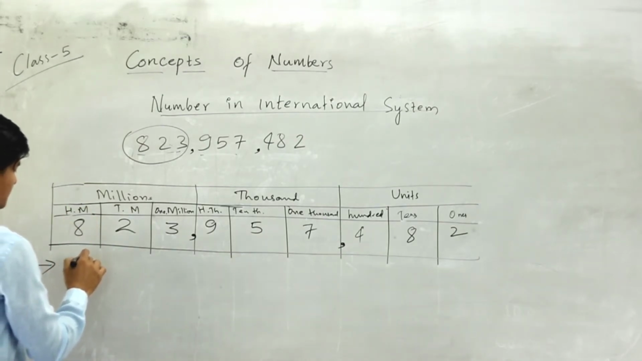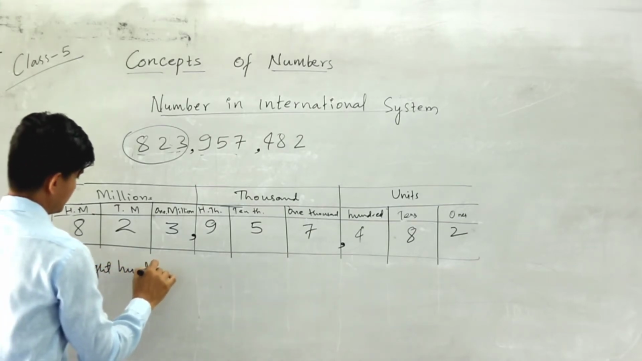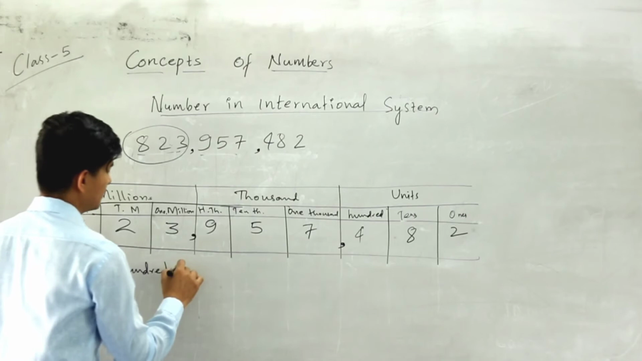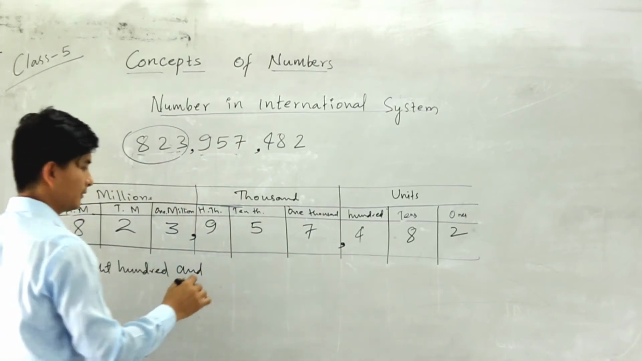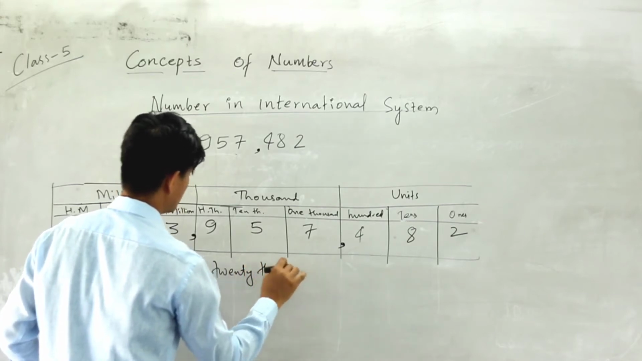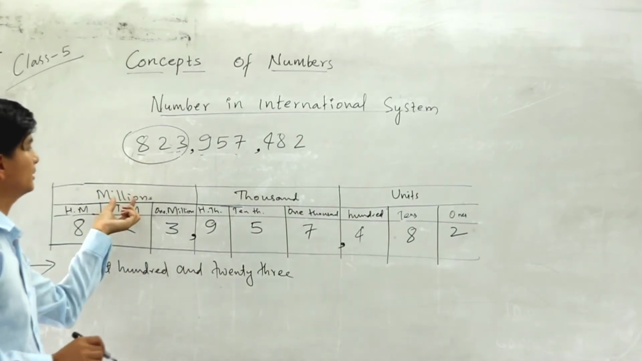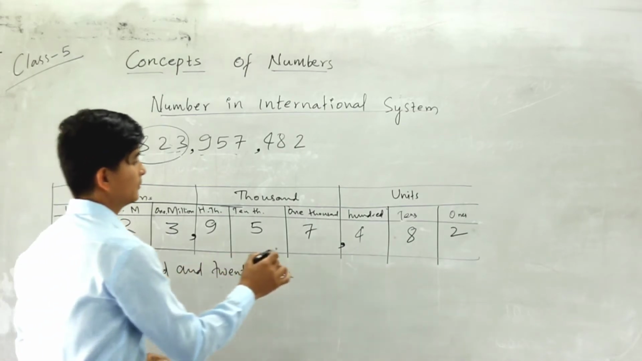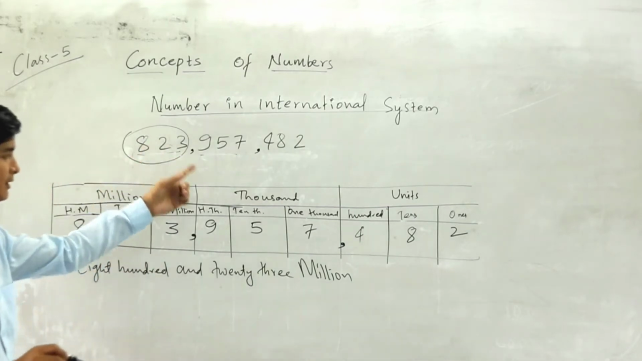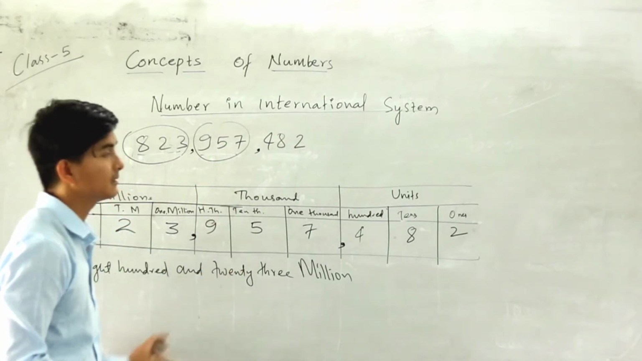800 and what is this? 23. So 823 we have written, but 823 is in million. So right here million. 823 million.